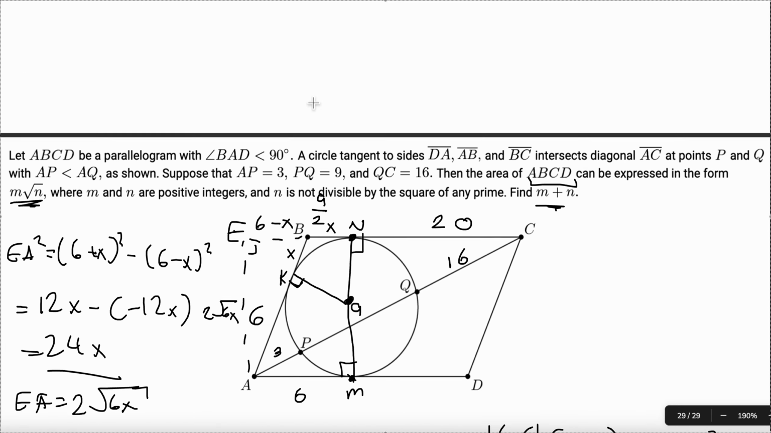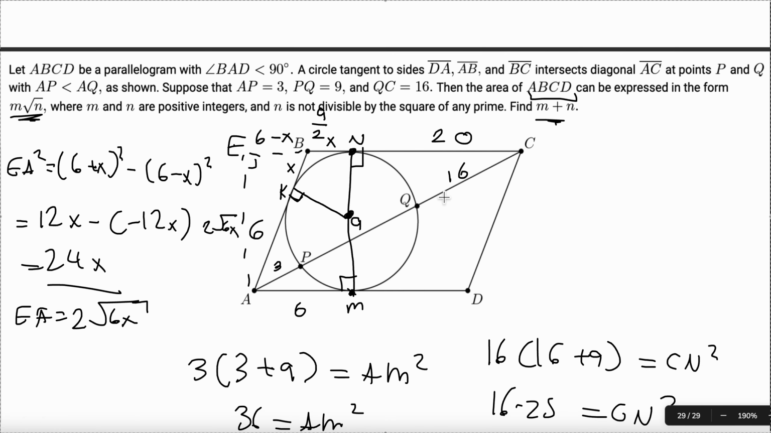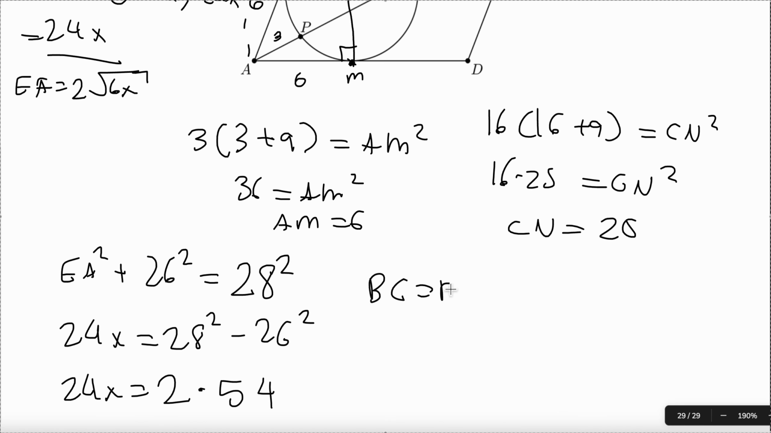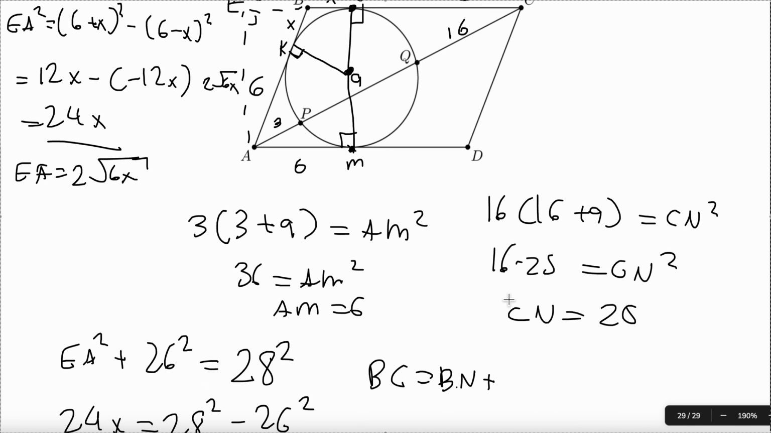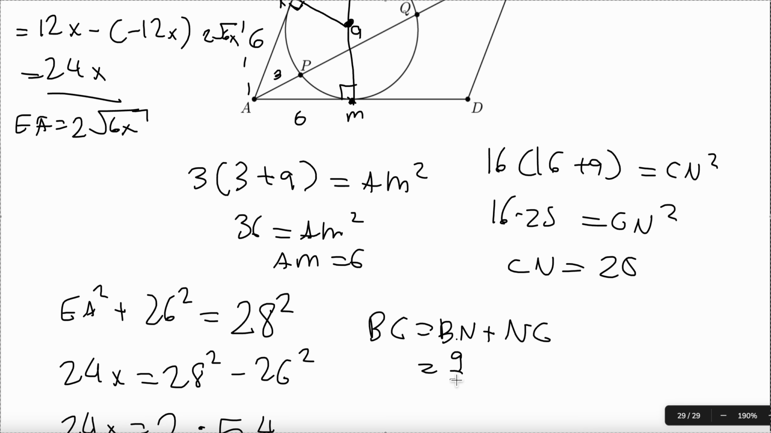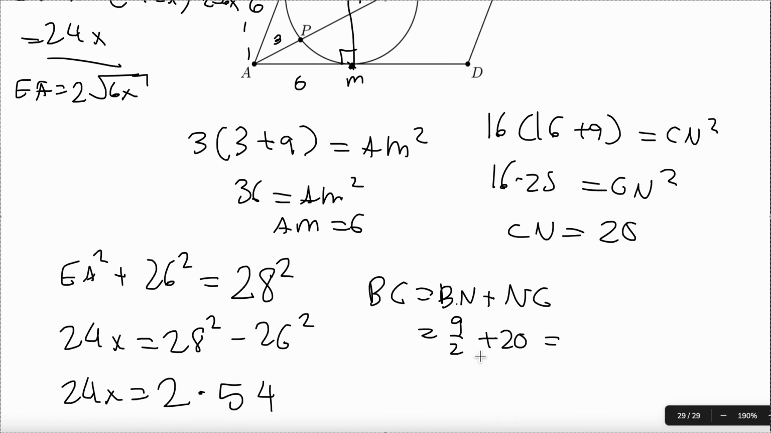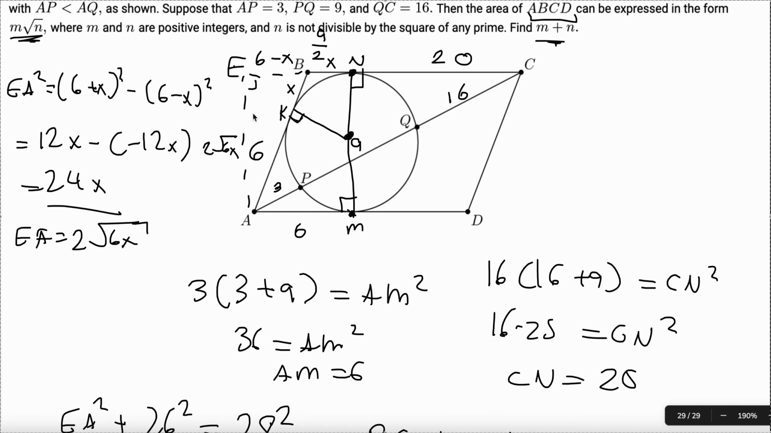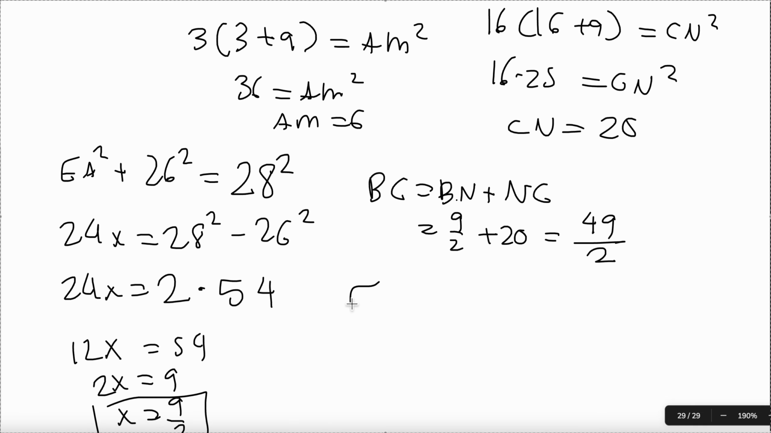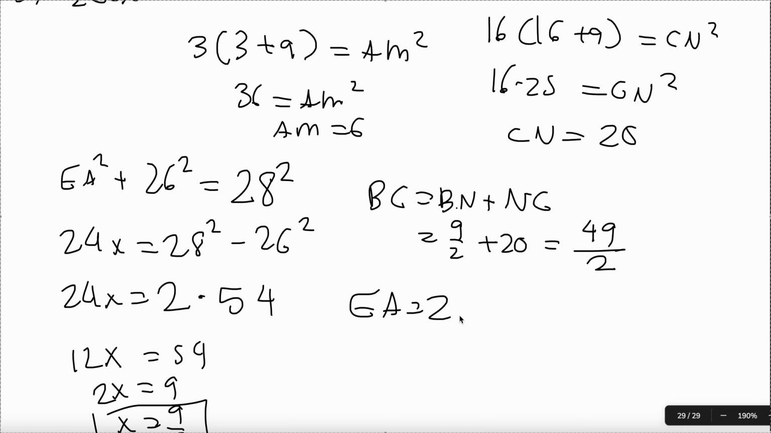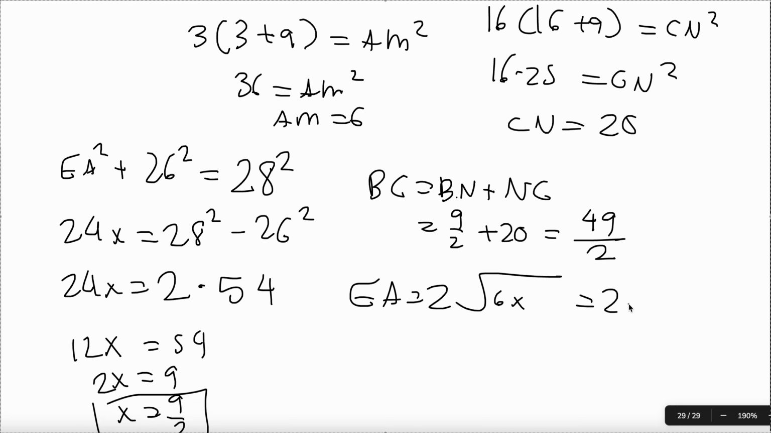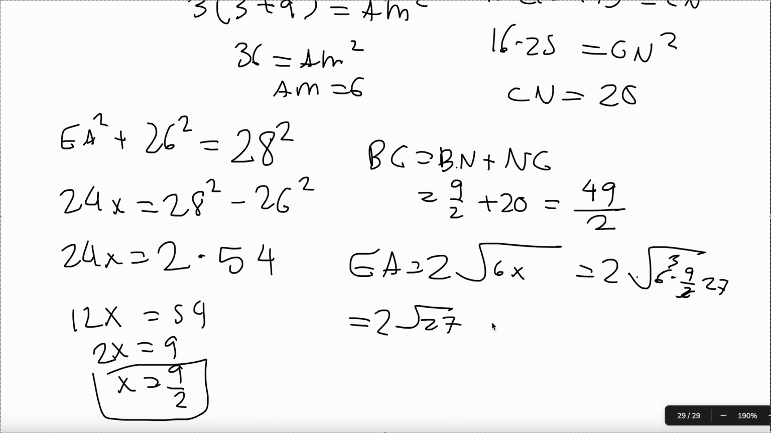The side length of this entire base, BC, equals BN plus NC, which is 9 halves plus 20. Converting 20 to 40 halves, that's 49 over 2. So that's this side length, and since we also have x, we also know EA. EA is 2 times the square root of 6x, which is 2 times the square root of 6 times 9 halves. This becomes 27 under here. So it's 2 square root 27, which equals 6 times the square root of 3.